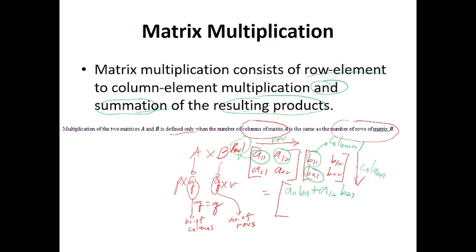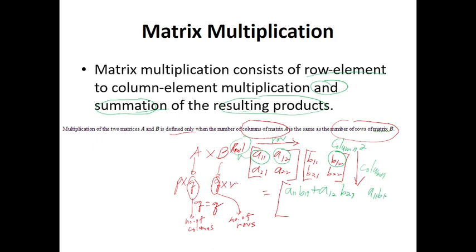So, then let's proceed to the next column. The next reference is column 2. And these are the elements to consider. Same still. Same row, row 1, column 2 this time. A11, B12.